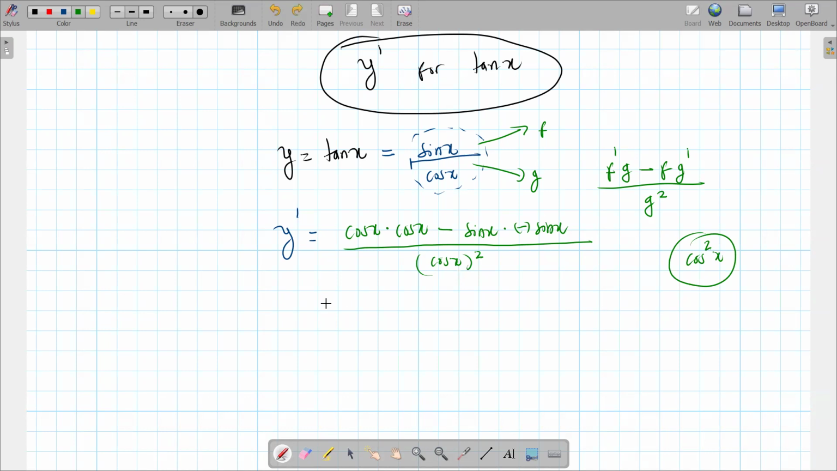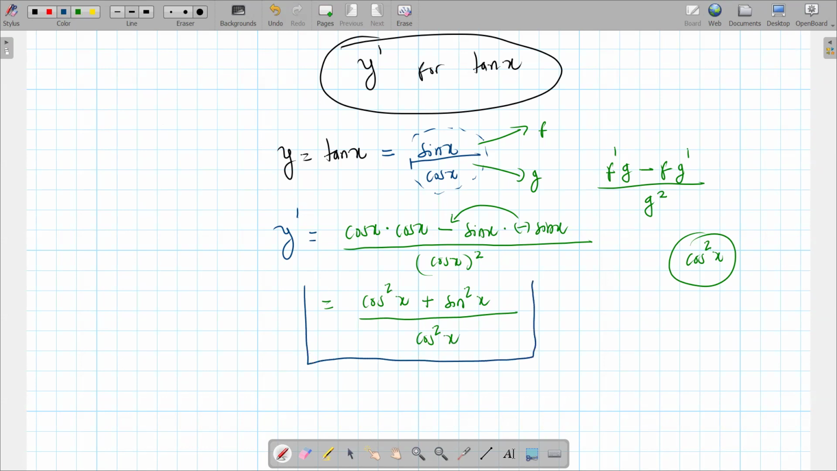And we can simplify this a little bit. Cosine x times cosine x is like saying a times a. It's going to be a squared. This becomes a plus negative, and this negative, you can bring this here, becomes a plus. Sine times sine is sine squared, all over cosine squared x.